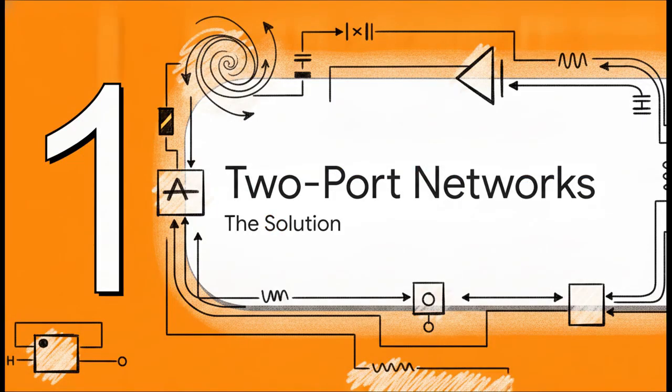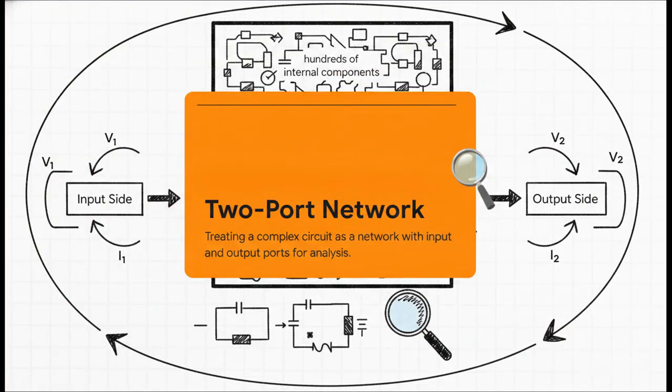Part 1. The two-port network solution. Let's dive right into this first concept. Okay, here's the magic trick for simplifying all that chaos. Instead of analyzing hundreds of tiny internal components, we literally just draw a box around a specific chunk of the circuit. We call this a two-port network.